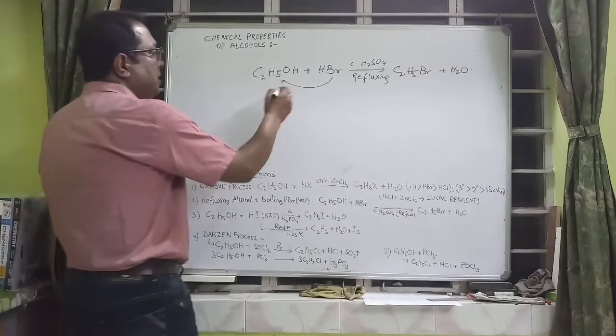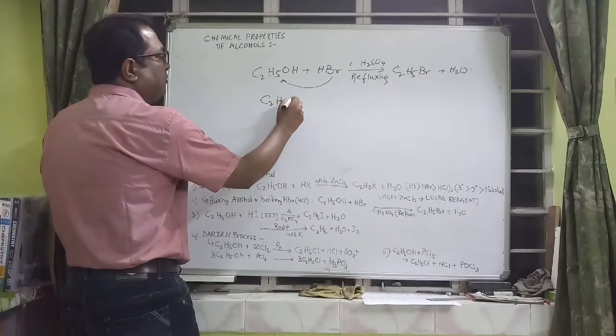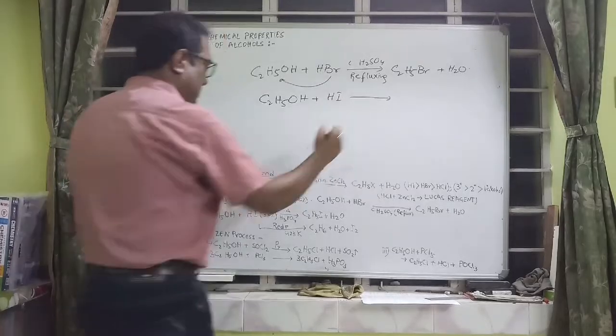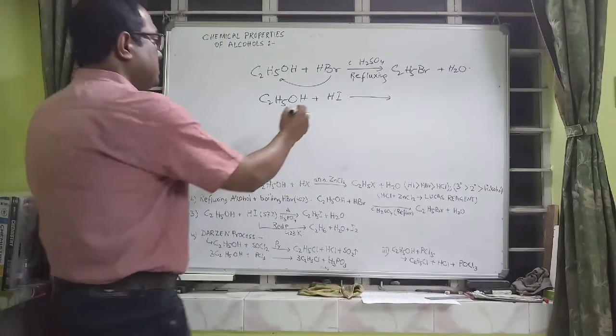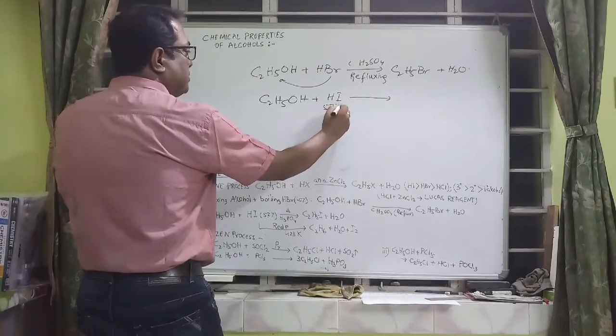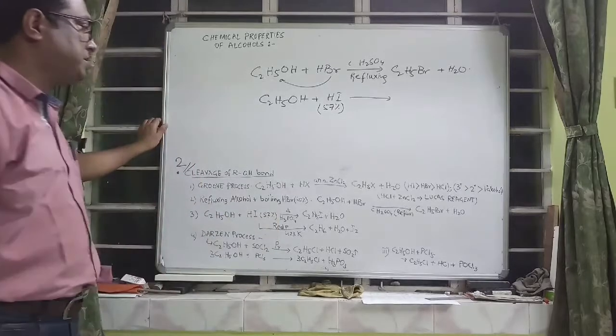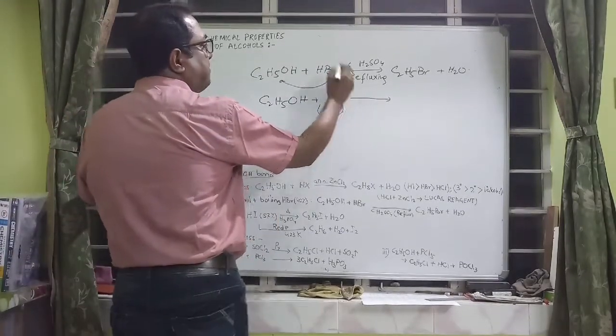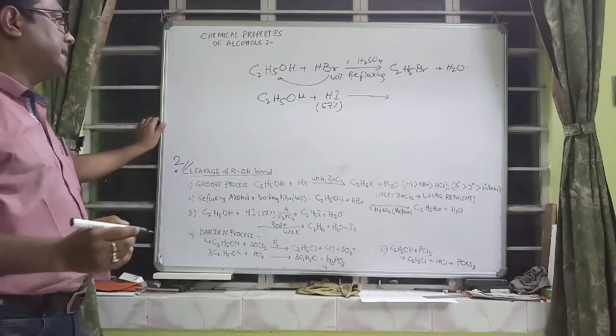Again, if you go with C2H5OH and HI, hydrogen iodide, it should have 57% purity, and HBr should have around 40% purity, otherwise the reaction will not take place.